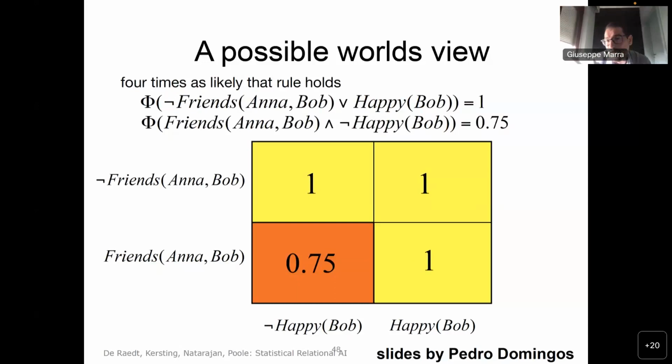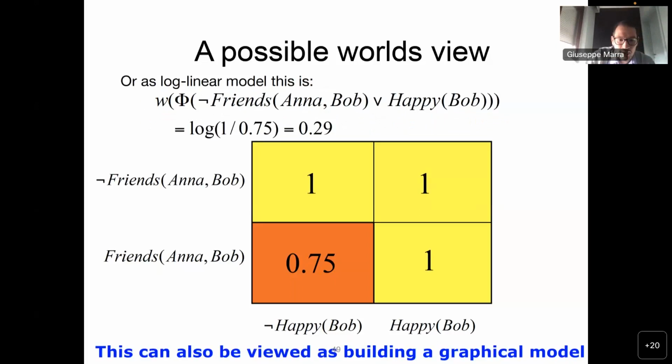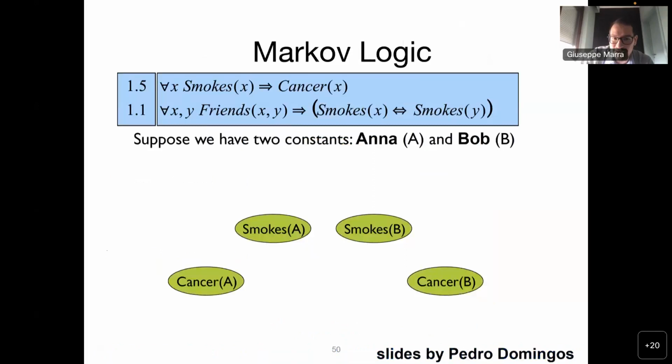And this can be nicely done in a log linear model. So the weight of the rule can really be thought of as a normalized probability. And again, the very nice thing about this is that it can be mapped one-to-one into the construction of a probabilistic graphical model. While logic programs are mapped to Bayesian nets, these are mapped to Markov nets, so the undirected version. This is an example taken from the slides of Pedro Domingos.